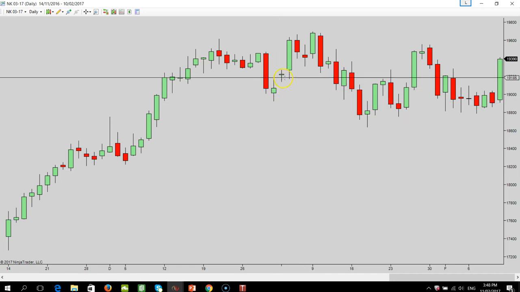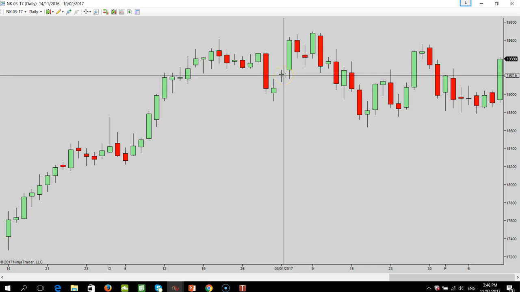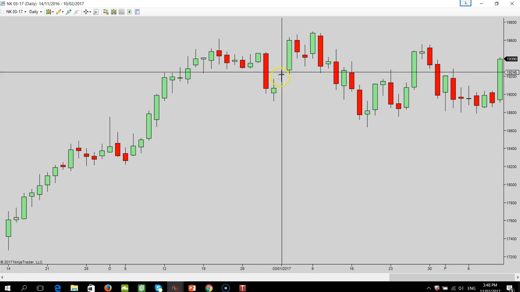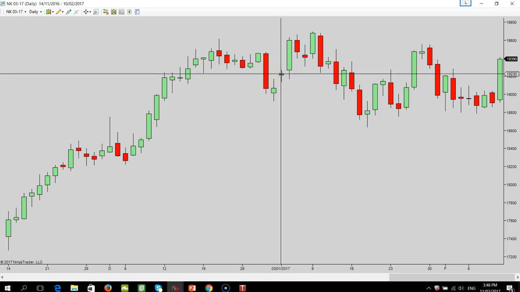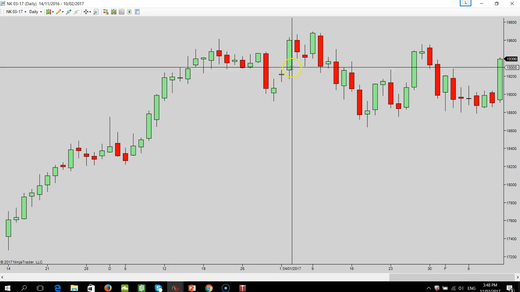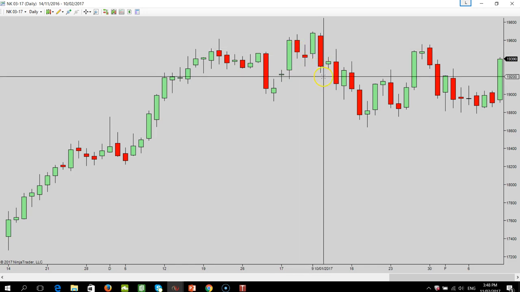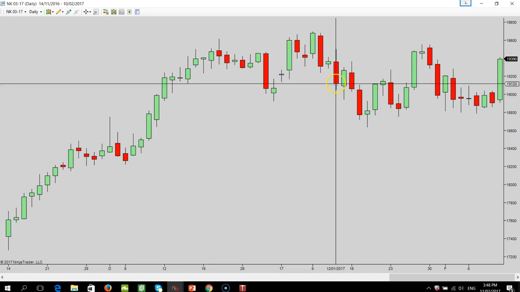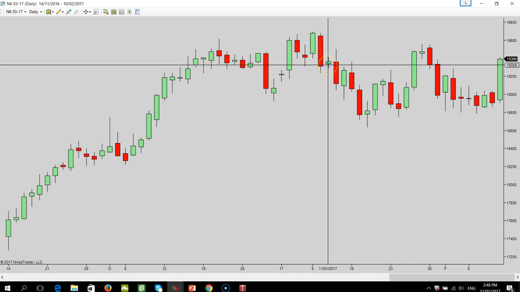Where's the 3rd? Here's the 3rd. So you're selling it on the 3rd, at 19,210. It's small, because I believe the 3rd of January is a trading holiday in Japan. And covering it back on the 11th. Well, the 11th was January 11th, which was a Wednesday.